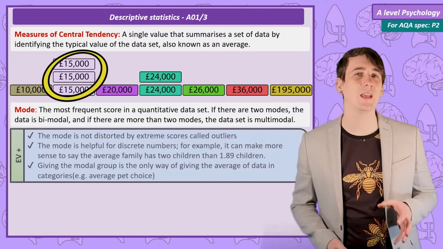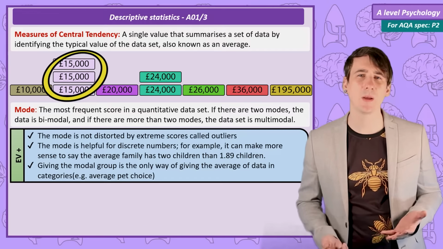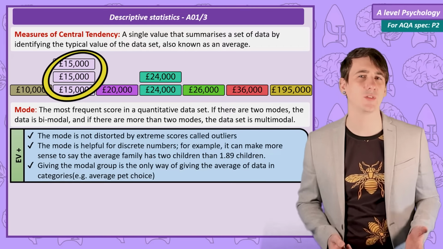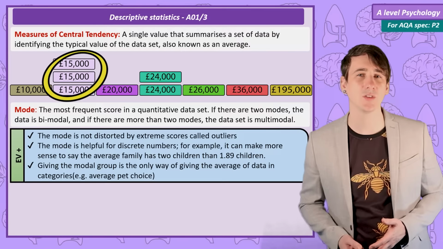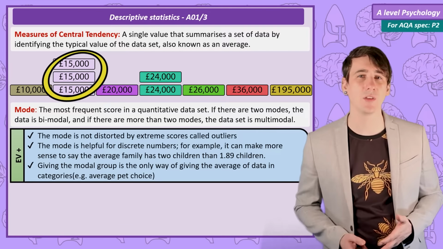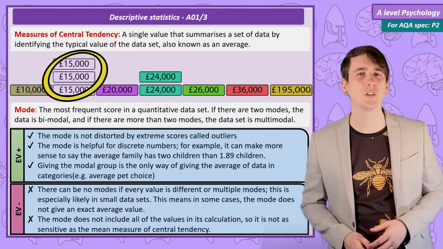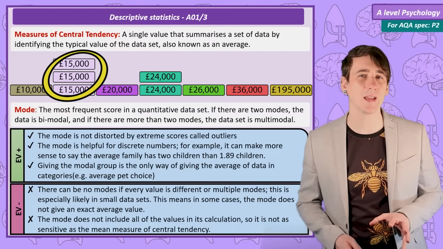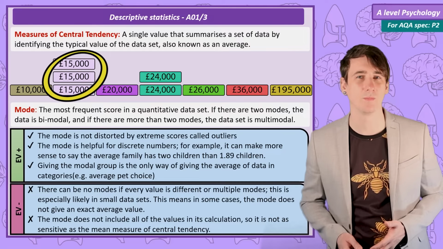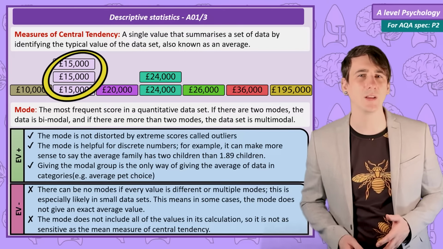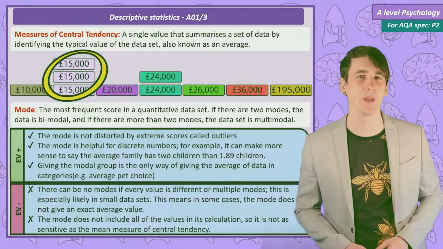Positives of the mode are it isn't affected by outliers, meaning it's particularly useful for discrete numbers. For example, it can make more sense to say the average family has 2 children than 1.89 children. And if the data is in categories, like average pet choice, giving the modal group is the only way of giving an average. However, a criticism of the mode is in small data sets there are likely to be multiple modes, or even no mode if every score is different. So not given a clear average value. It also doesn't include all the values in its calculation, so it's not as sensitive as the mean.